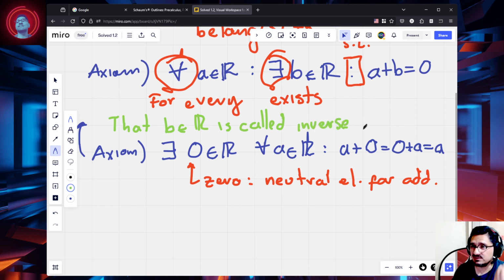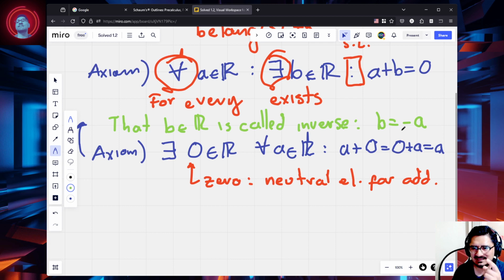And indeed, it's unique. We won't prove that right here. But since it's unique, you can just call this number negative a. So please be aware of this. This negative sign that you see is just notation. And this is pretty important because when you see a negative sign, don't fall into the trap that this is a negative number.